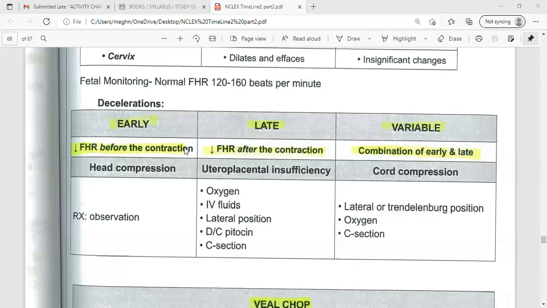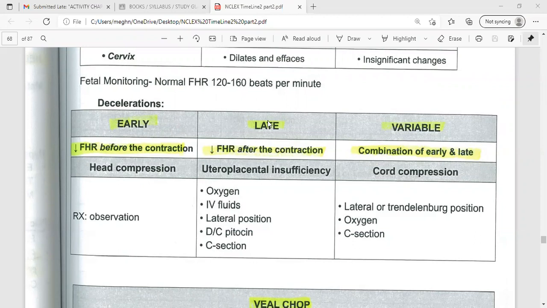So if my patient has early deceleration because of head compression, as an RN, what should we do? Basically nothing except observation. Head compression sometimes is okay because of the progression of the labor, but sometimes it goes bad with complications. Observation is the priority.